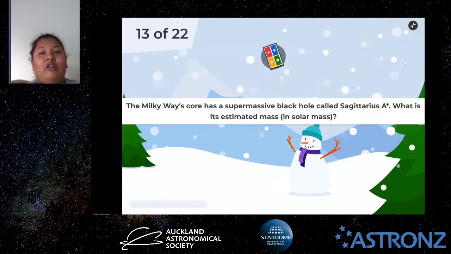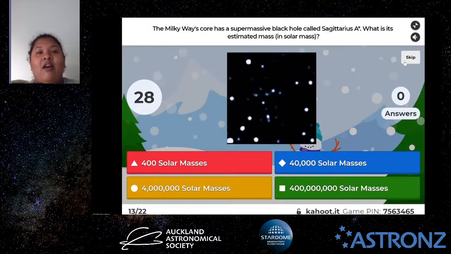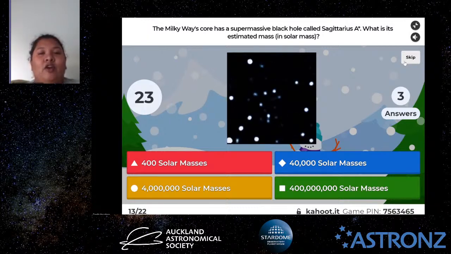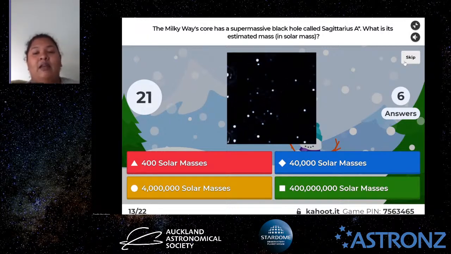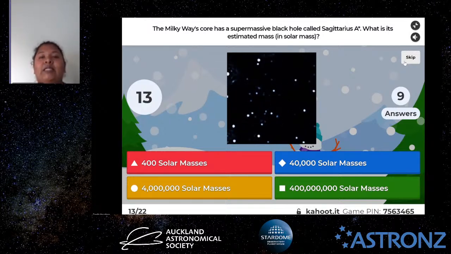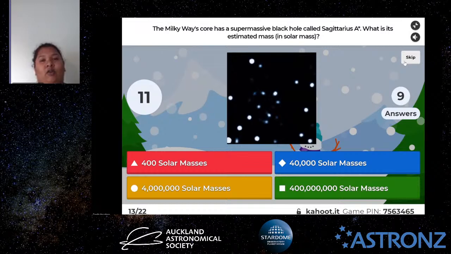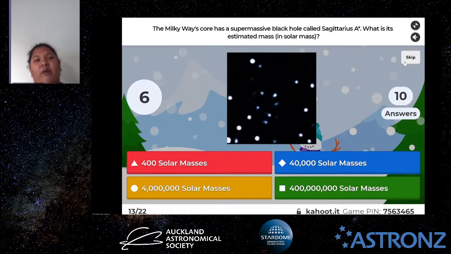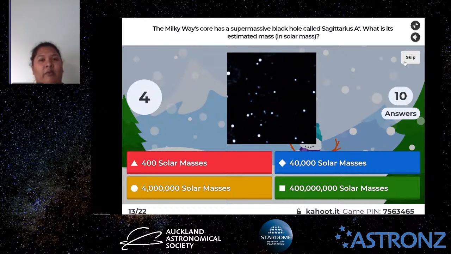Here is another question about that supermassive black hole. The one that we have in the Milky Way is called Sagittarius A. What is its estimated mass? This is in terms of solar mass. By solar mass, it means if we were able to weigh the sun, we knew how much the sun weighed. In terms of a sun or a solar mass, how many of these solar masses would be the mass of the supermassive black hole right in the middle of the Milky Way's core?